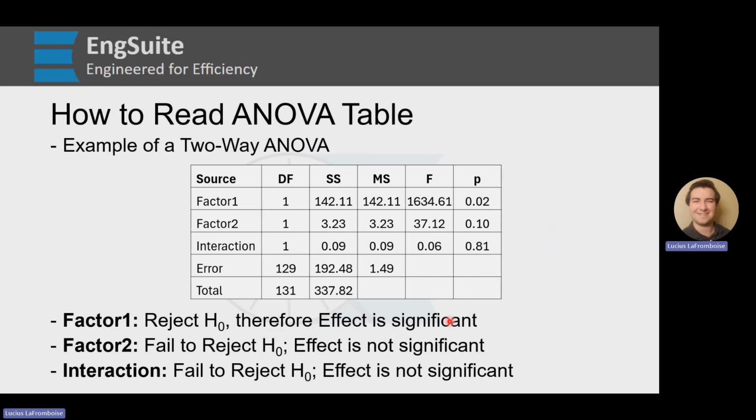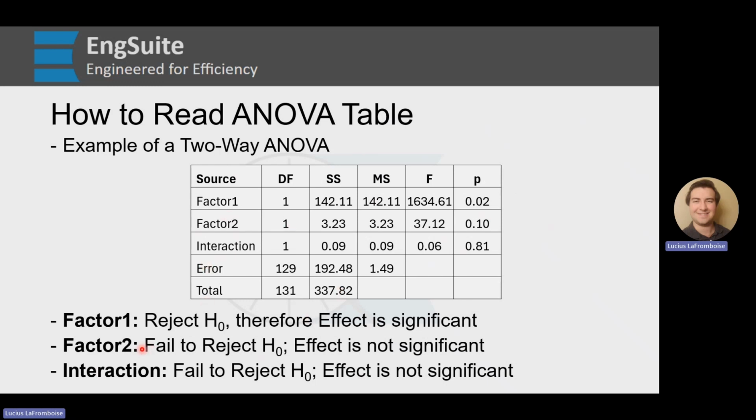Therefore, the effect is significant. So the effect of factor 1 is significant. There's something going on here where different levels of factor 1 change things. So let's pretend that that's a temperature. And let's say we find that lower temperatures lead to maybe a higher hardness of our paint, whereas higher temperatures lead to a lower hardness of the paint after it cures.